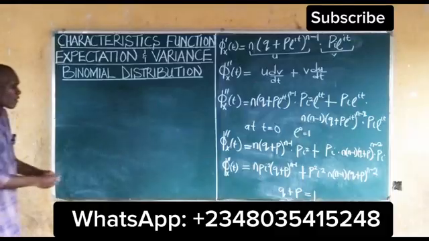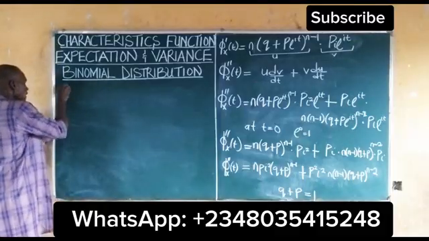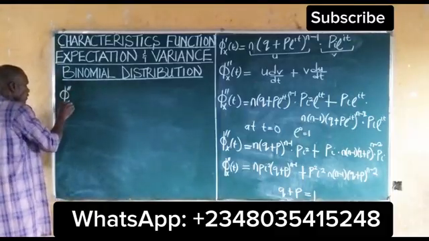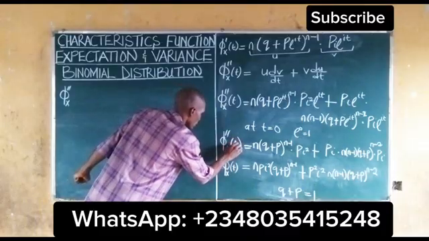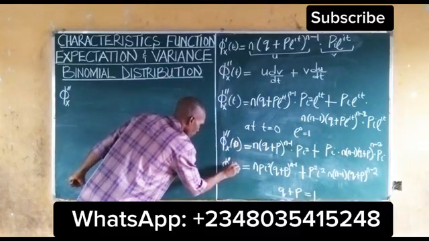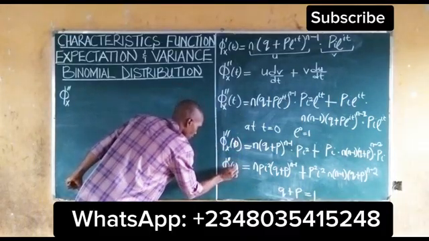So we can now write our characteristic function for the second derivative. Okay, this is 0 and this is 0, sorry.